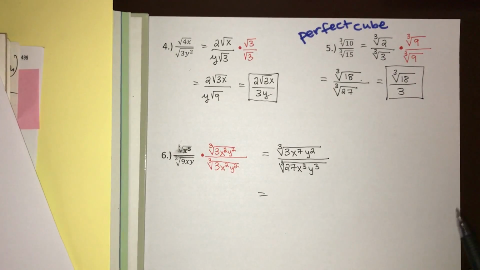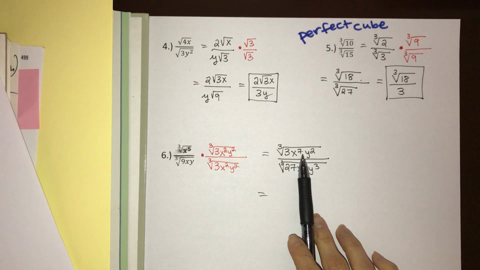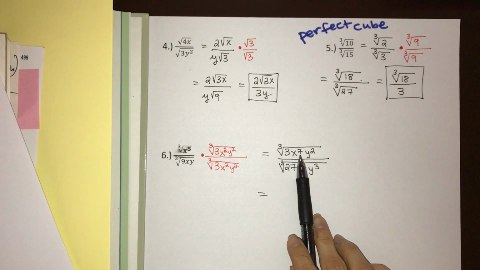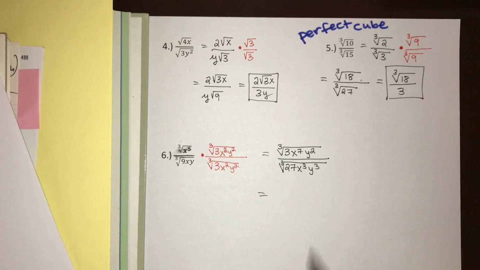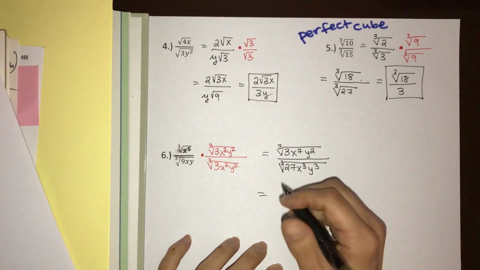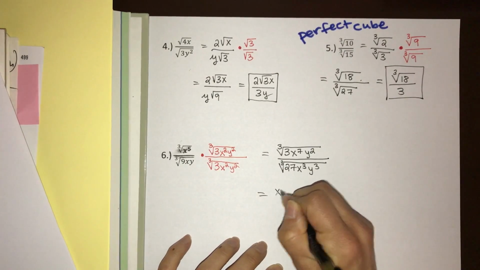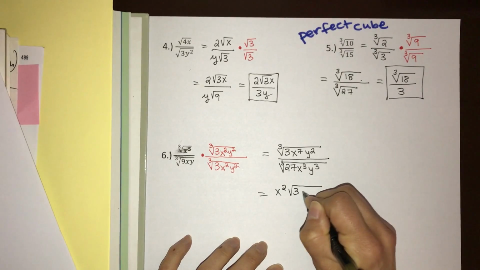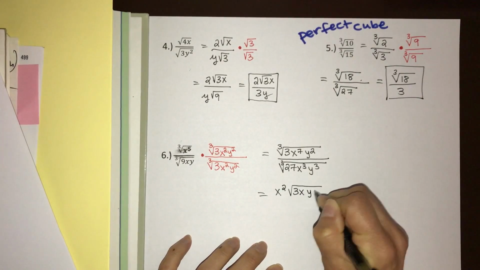Okay, so one little thing here. We would like to make sure our answer is simplified. If I take a look at the numerator, x to the 7th, we can divide the index 3 into our exponent 7. So I can actually simplify the cube root. You should get x squared, and inside the radical will be 3xy squared.